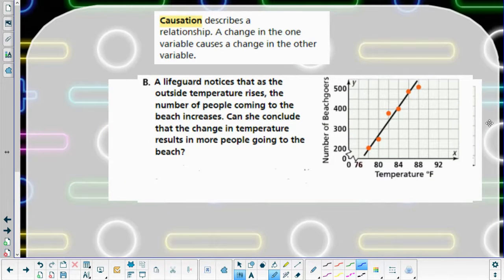All right, here's another example. A lifeguard notices that the outside temperature rises with the number of people coming to the beach. When the number of people coming to the beach increases, can she conclude that the change in temperature results in more people going to the beach? Okay, so as the temperature rises, we see that there are more people going to the beach. Does the temperature cause people to go to the beach? Yes, typically, the warmer the weather, the more people are going to want to go to the beach. The cooler the weather, fewer people are going to go to the beach. So that is another example of causation. The temperature has caused the result of the beachgoers.